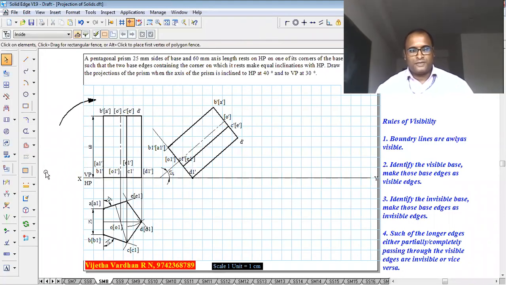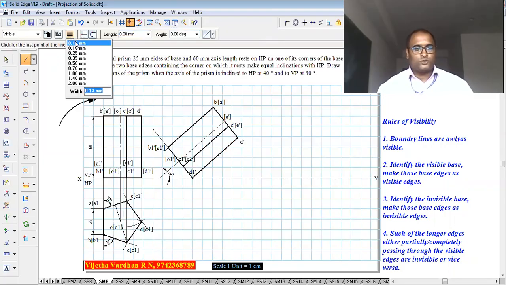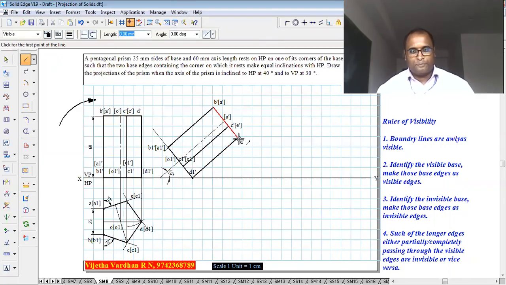Now we shall continue the problem for the further step. Now to get the top view in the second stage, one has to draw the projectors from the respective front view and top views like this. So let me show you one projector, how to draw the same.